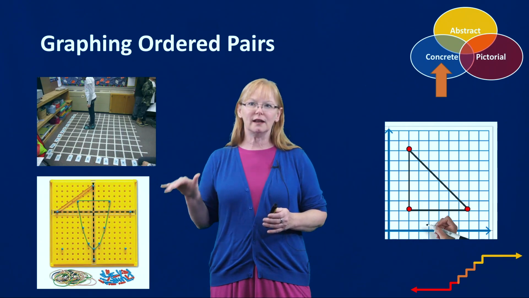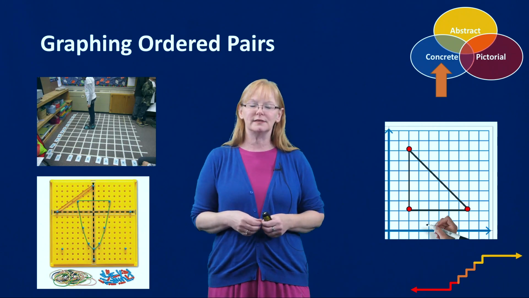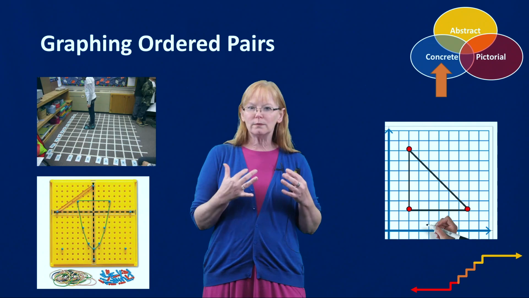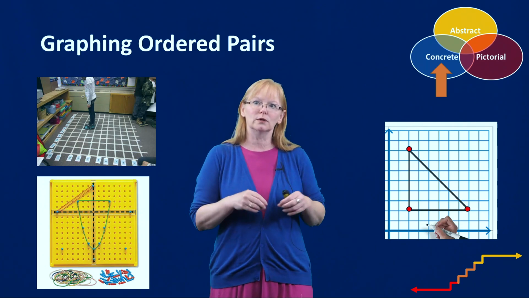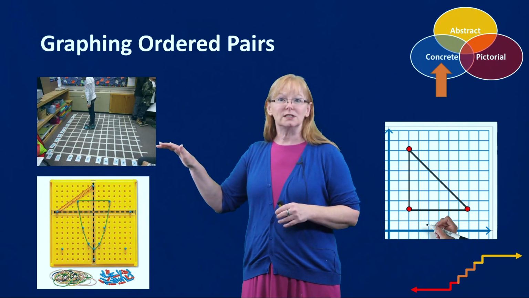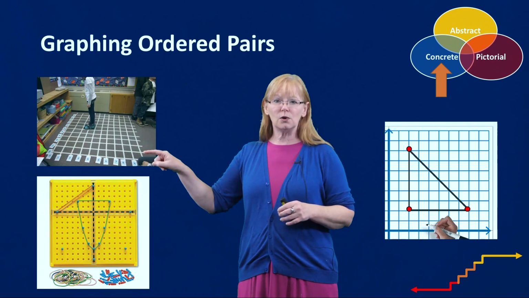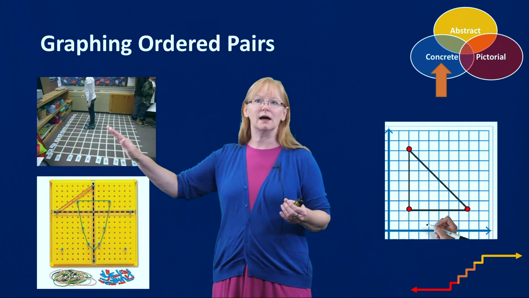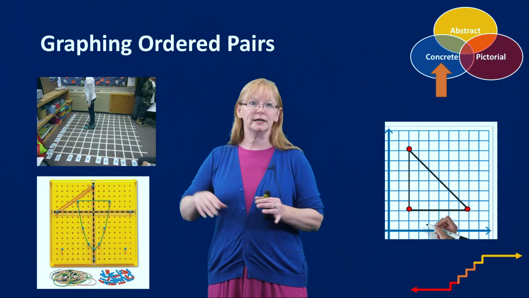Okay, now we're going to move to the concrete part of the concrete representational abstract framework. And I'm going to look at a few different concrete ways of helping kids to experience what these terms mean and what the pictures mean in real life. One of the best ways to do that is to have a grid on the floor. Not everyone has this kind of space, but the kids are moving around plotting points on this grid.